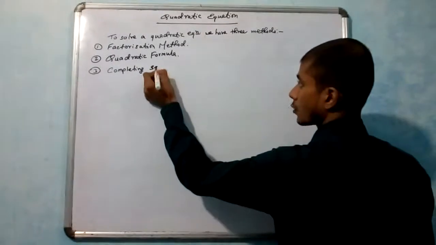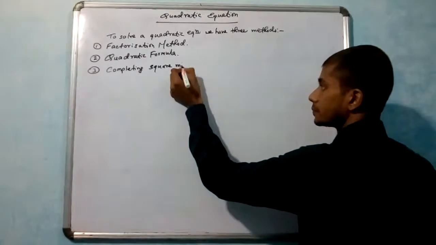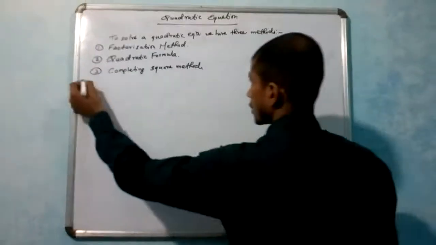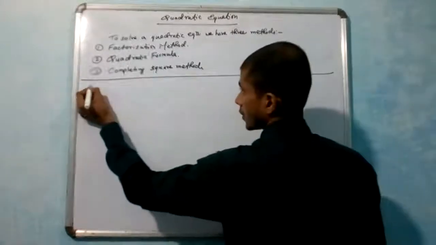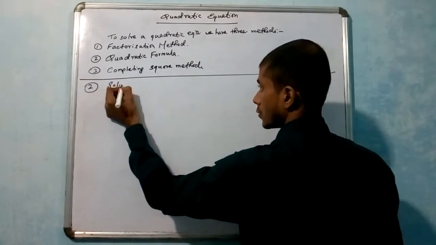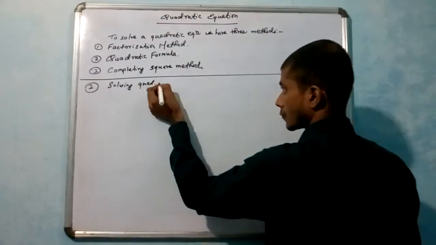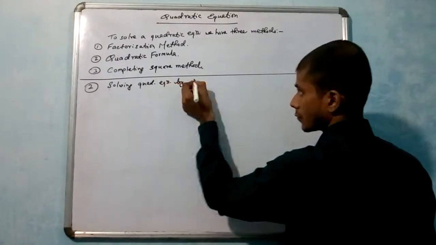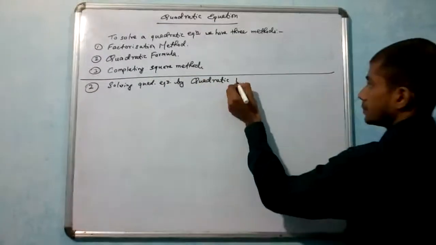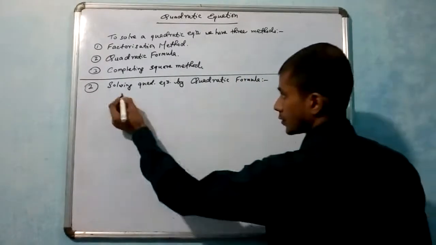Okay, so completing square method is there, the third one that we will see after this. Okay. So today we will see what? The quadratic formula, the second one, solving equations by quadratic formula. It's very easy. Okay, it's very easy.